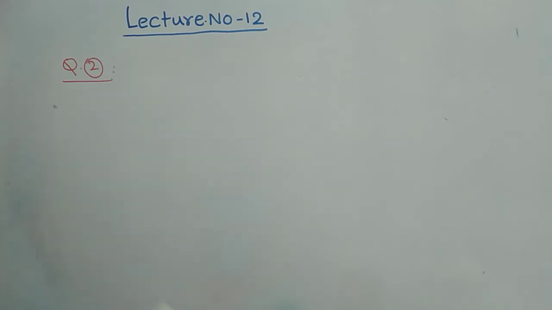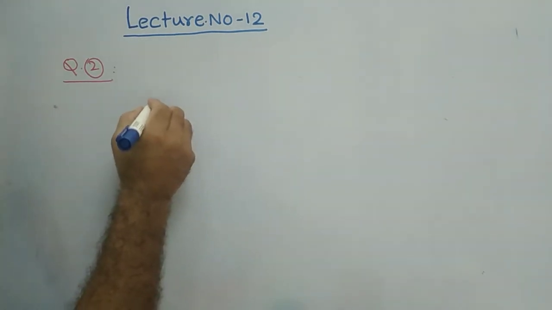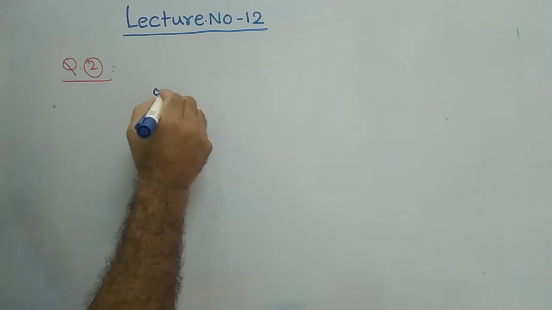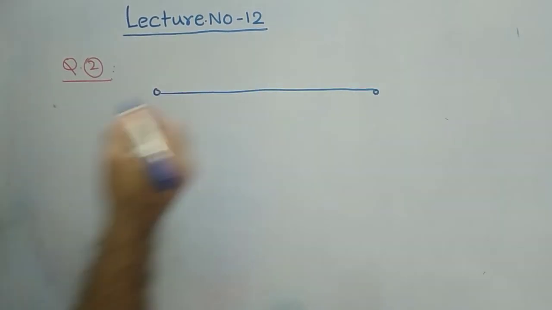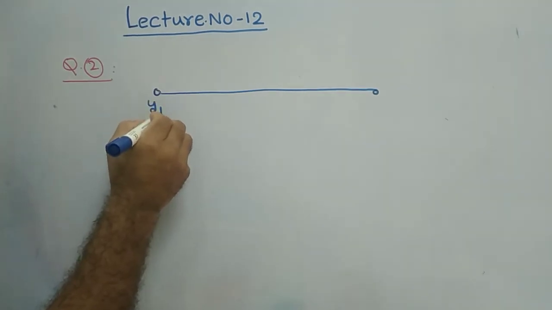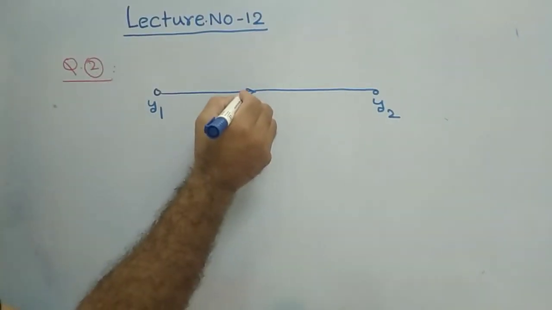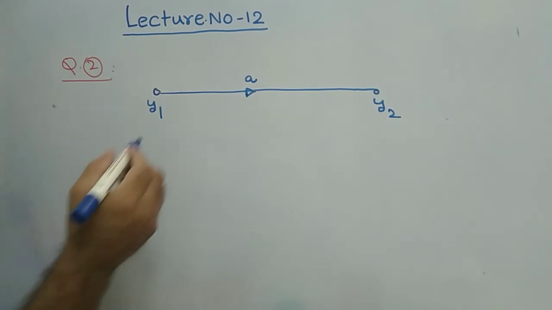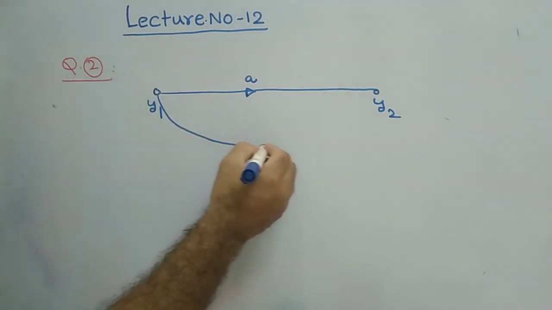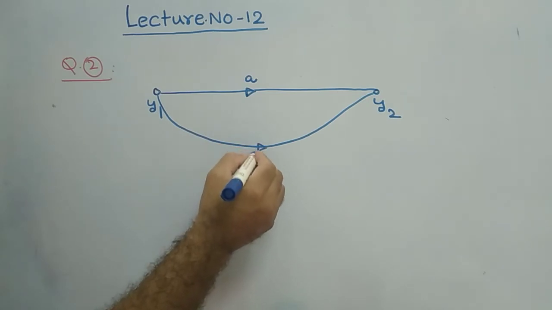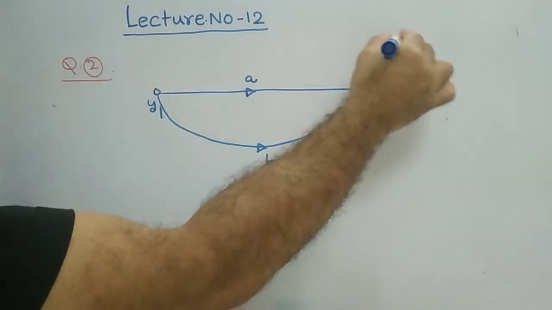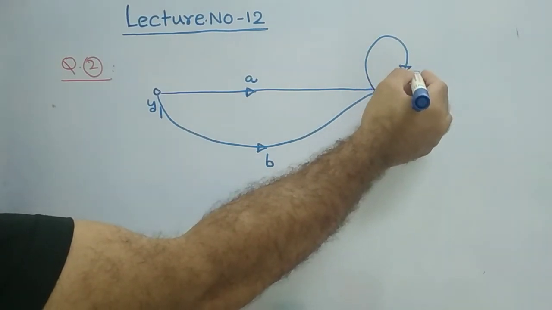The question number 2 is given like this. The signal flow graph is given like this. Actually, there is a node given as y1, this is given as y2, and the gain is given as a, and again this gain is given as b, and here one loop is given. This is your C.